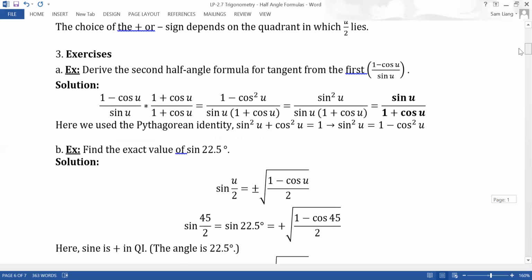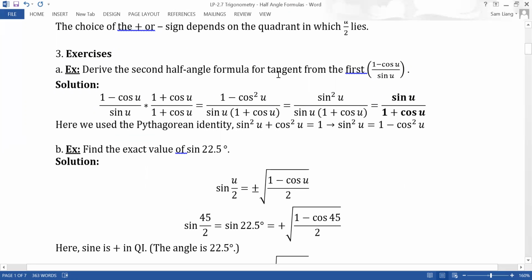All right, here we are. So we're going to derive the second half angle formula for tangent from the first. Okay, so we're going to start with this, 1 minus cosine u over sine u. And we're going to multiply by the conjugate, which is 1 plus cosine u. So we're going to multiply by the conjugate of the numerator. And the reason for that is we're going to get a difference of squares, and then we can simplify that quite nicely. Okay, so we're going to multiply by 1 plus cosine u over itself.